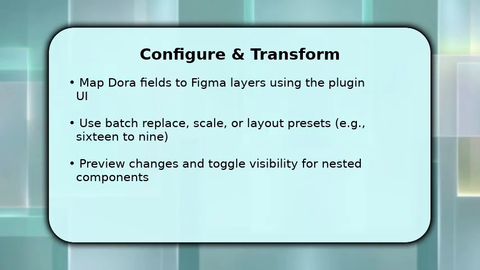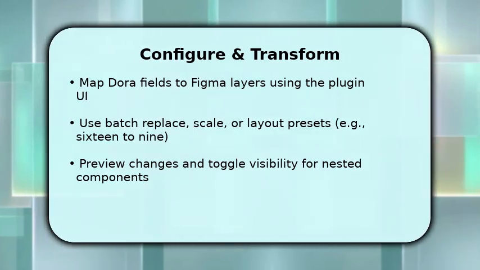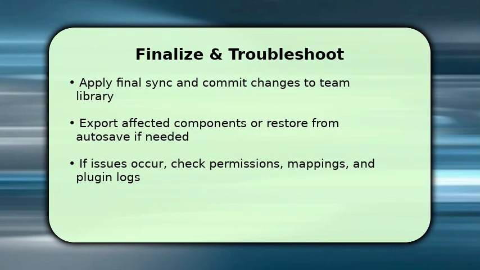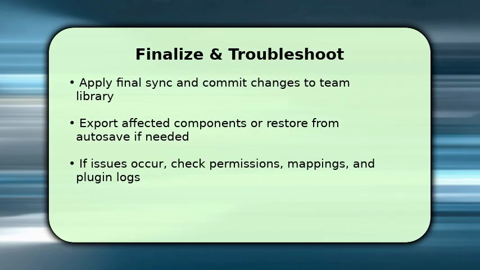If everything looks correct, apply changes in small increments so you can revert easily if the results differ from expectations. You're ready to finalize. Run the final sync to commit Dora's adjustments and then publish or update your team library so collaborators get the changes. After sync, export critical components or create a version duplicate as a safety net.